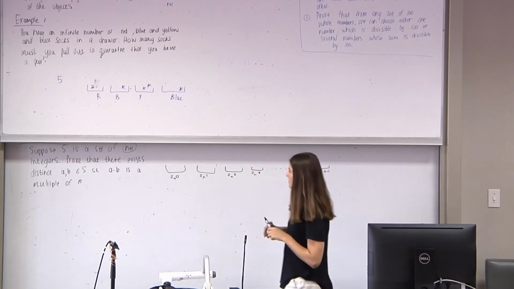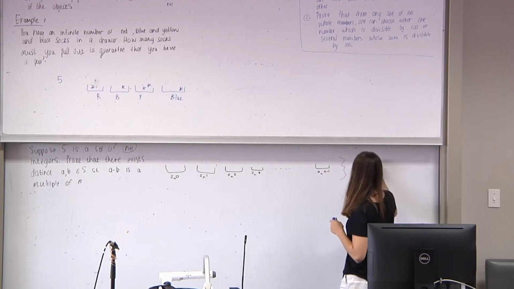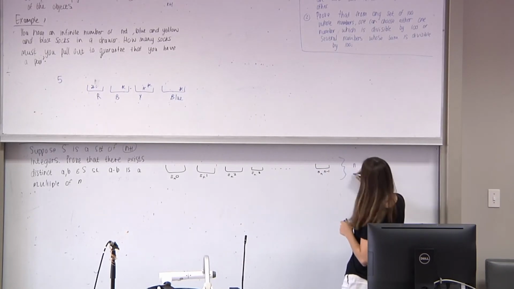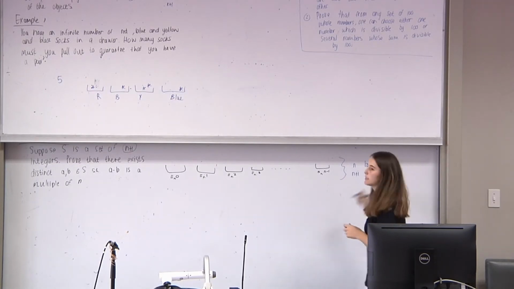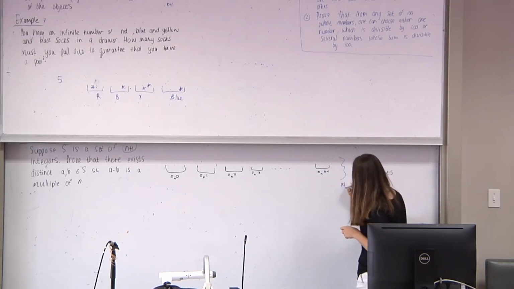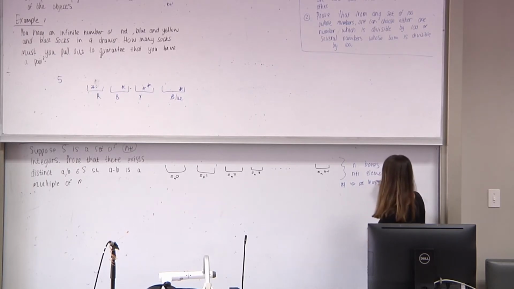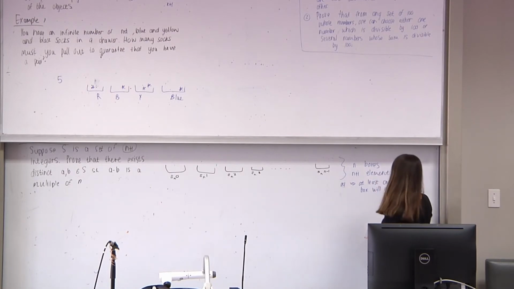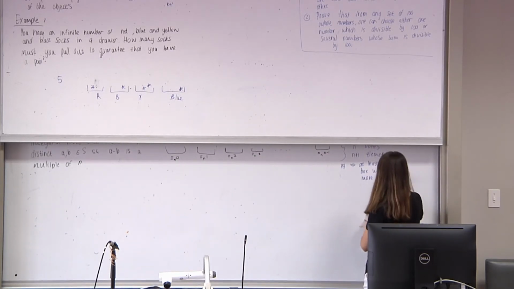Okay, so the idea here is we have n boxes, and we have n plus 1 elements. Right? And by pigeonhole principle, we know that this implies at least one box will contain more than one element.